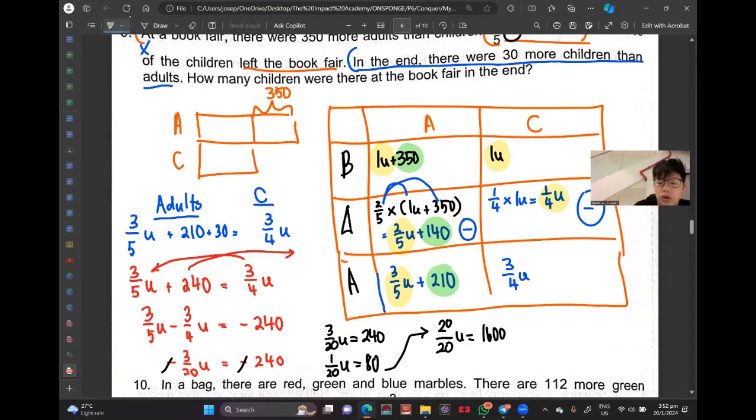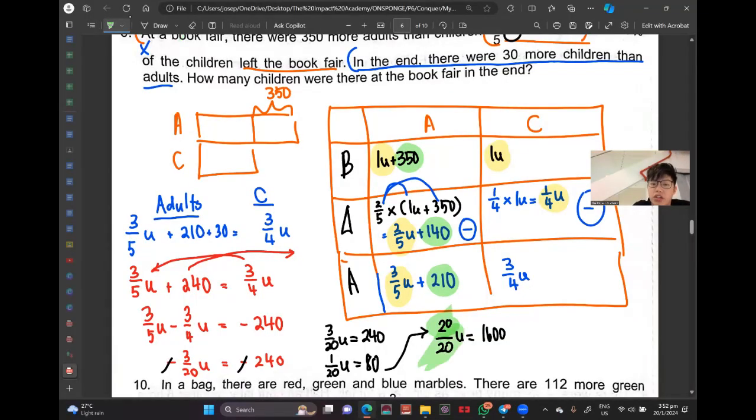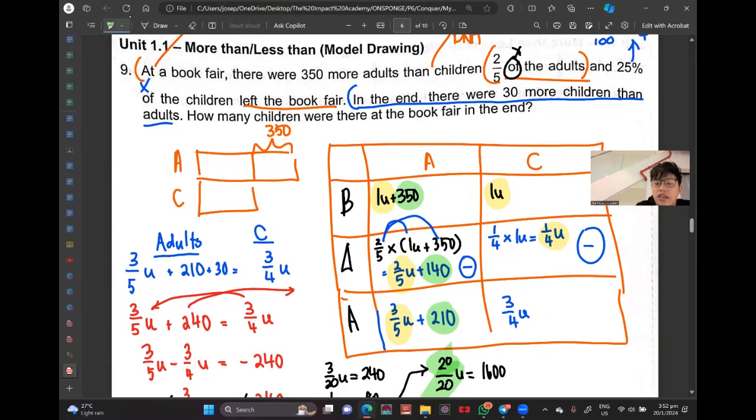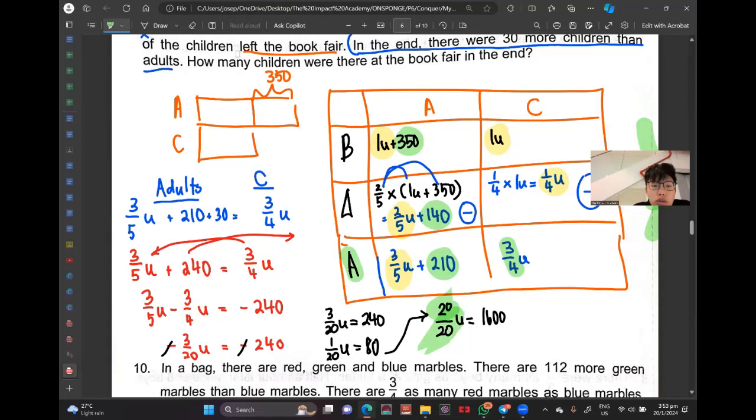What do you want to do right now? You obviously want to read the question, right? The question says, how many children were there at the book fair in the end? Children, in the end, cast your eyes on children. Can you see? Now, unfortunately, they have it in 3 over 4 units. Am I making sense? So actually, you just have to times 5 top and bottom. That gives you 15 over 20. So they are technically asking you to find 15 over 20. Am I making sense?